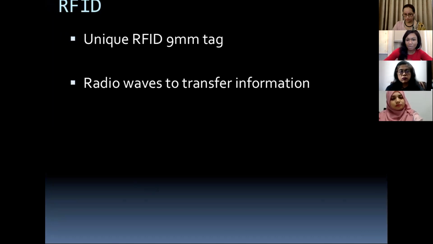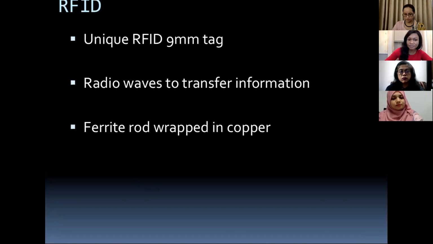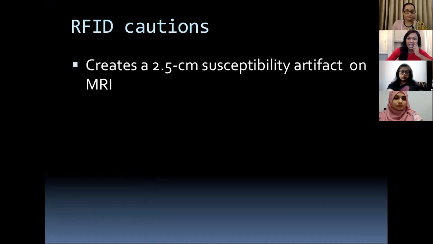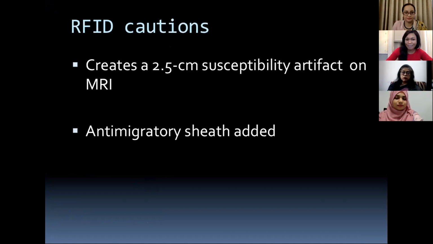There are radio waves that transfer the information, and they're made in a ferrite rod that's wrapped in some copper. And they produce an audible signal as well. These have a 3 to 6 centimeter range in which they can be placed. The cautions are that it creates a very large susceptibility artifact on MRI.